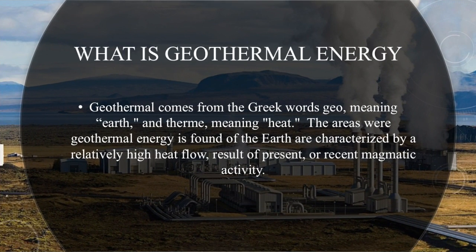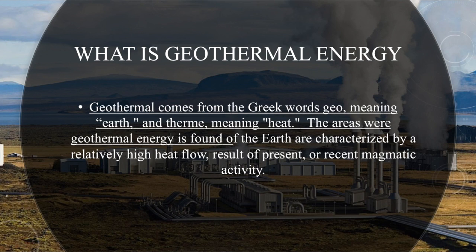What is geothermal energy? Geothermal comes from the word geo, meaning earth, and therm, meaning heat. The areas where geothermal energy is found on the Earth are characterized by a relatively high heat flow, result of present or recent magmatic activity. Magmatic activity is the production of magma or lava. Evidence of magmatic activity is usually found in the form of rocks that have formed from volcanoes. Geothermal energy is characterized by high heat flow because it's a form of energy conversion in which heat energy from within Earth is captured.